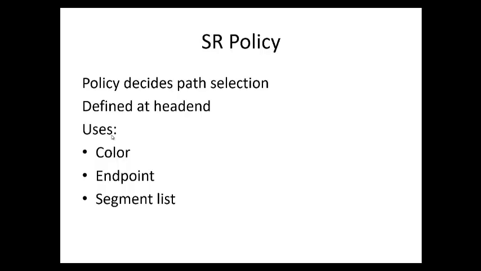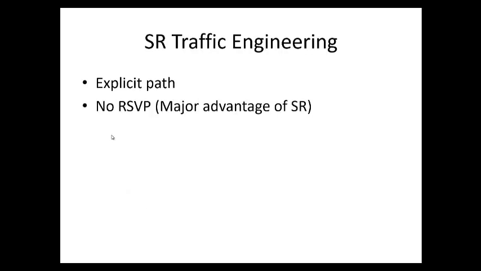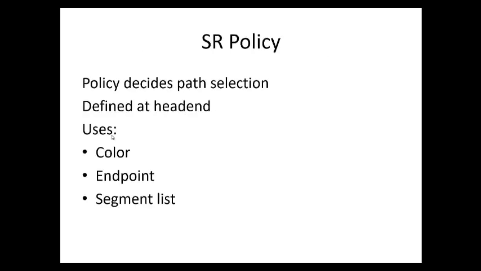SR policy. We just now saw in the slide that we have an explicit path. That itself is a policy. I want my traffic to go this path. I have 10 different paths to reach that destination, but I want only this path. That's what traffic engineering is. That's what policy-based segment routing is. Policy decides the path selection.